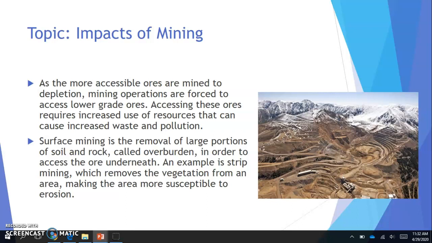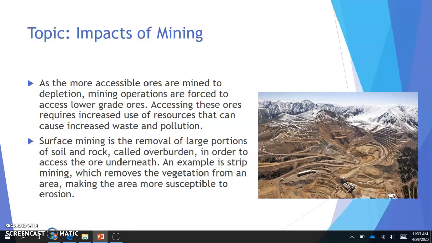So accessing the ores requires increased use of resources that can cause increased waste and pollution. So we're using more machinery to get to those lower grade ores in an effort to still make a profit. But with the use of the machinery, obviously you're combusting fossil fuels, so you're putting more CO2 into the atmosphere.